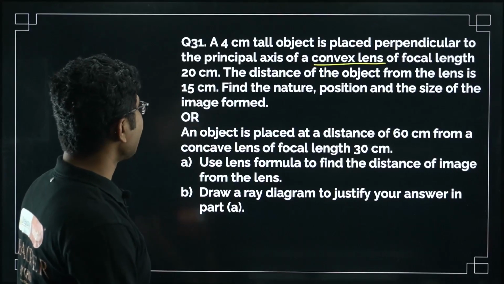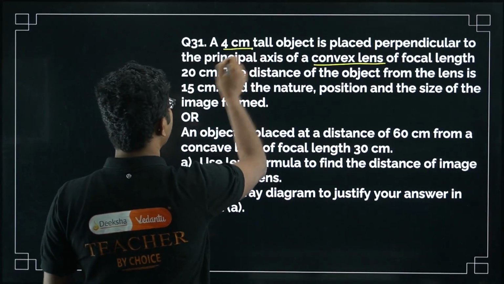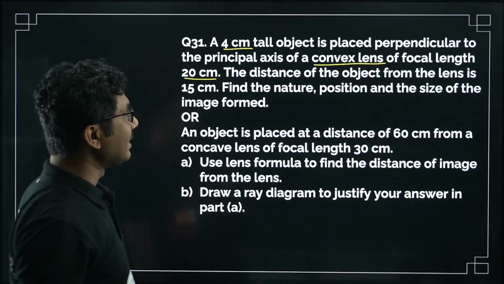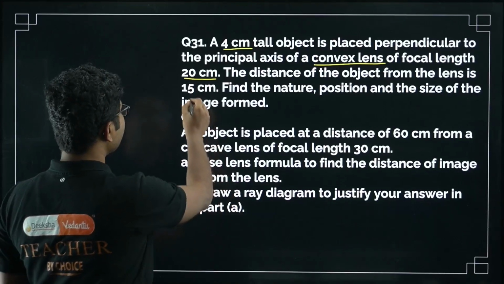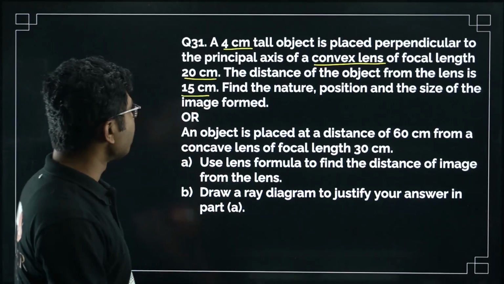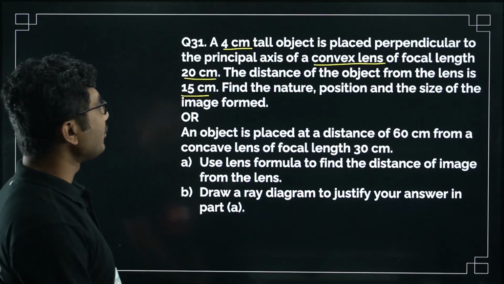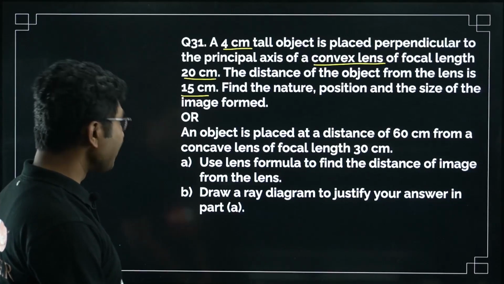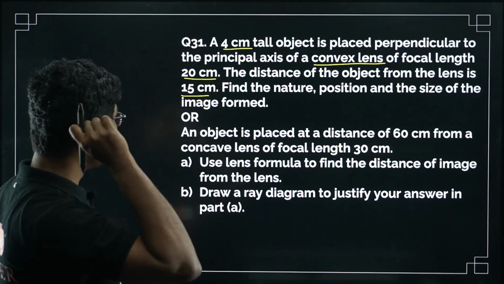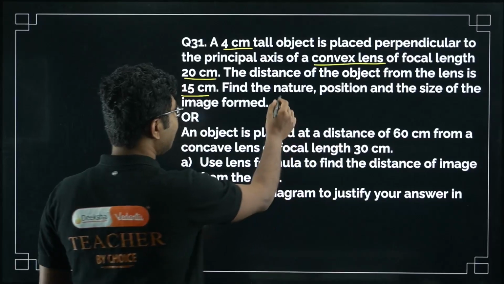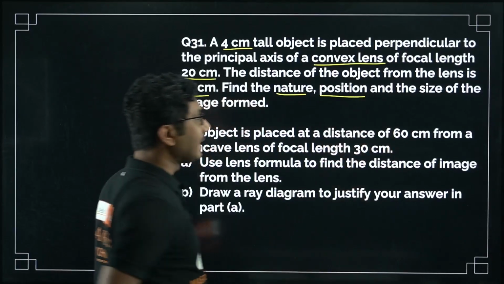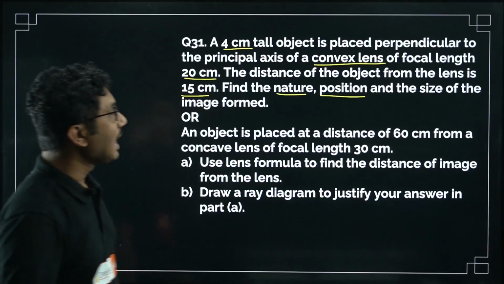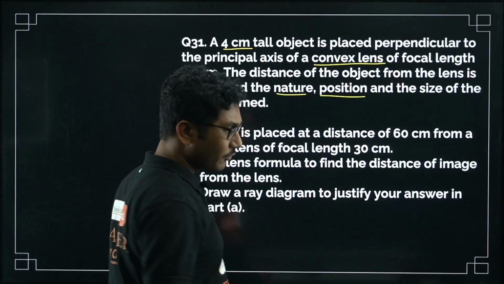Focal length is positive. Height of the object is given, 4 centimeter. Focal length is given, 20 centimeter. The distance of the object from the lens is 15 centimeter, so this is the object distance u. u is also given. Find the nature, position, and the size of the image formed. So what do you have to do? Find the nature, real, virtual, etc. Position, that is the exact value of v, and the size of the image formed.